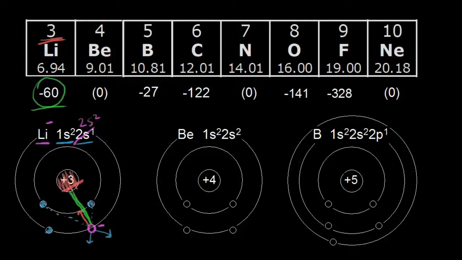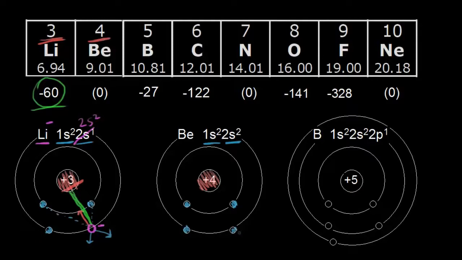All right, let's do the same thing for the next element. So let's look at beryllium now. So we've moved on in terms of atomic number. We're now at atomic number 4, so 4 protons in our nucleus. Then we have 4 electrons, and 2 of those electrons go into the 1s orbital. So here are those 2 electrons in the 1s orbital. And then 2 of those electrons go into the 2s orbital. So here we have our 2 electrons in the 2s orbital.